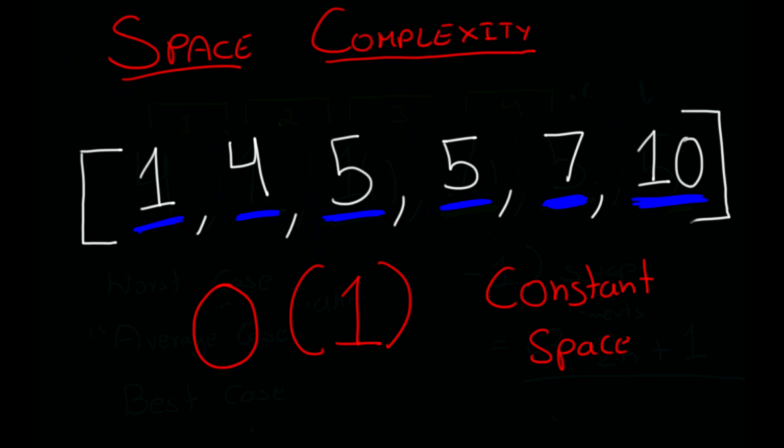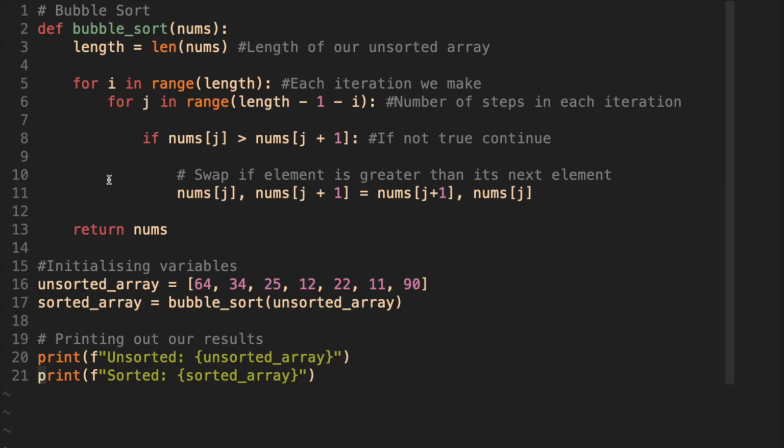And as for space complexity, we have constant space, or big O of 1, as all the operations that we performed happened in place. Let's now take a look at how we can write the code for this. Let's look at its pure form per se.